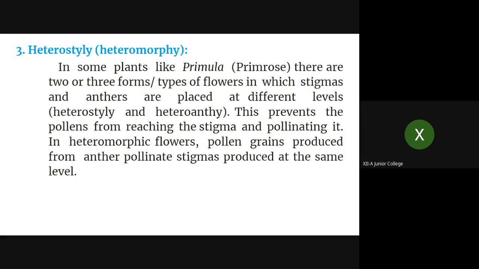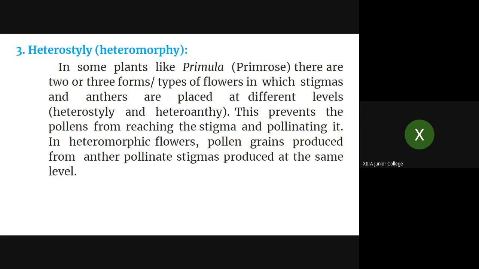Now, what happens in some plants like primula, that means primrose, there are 2 or 3 forms or types of flowers in which stigmas and anthers are placed at different levels. This prevents the pollens from reaching the stigma and pollinating it. And in heteromorphic flowers, pollen grains produced from another flower's anther pollinate stigmas placed at the same level.